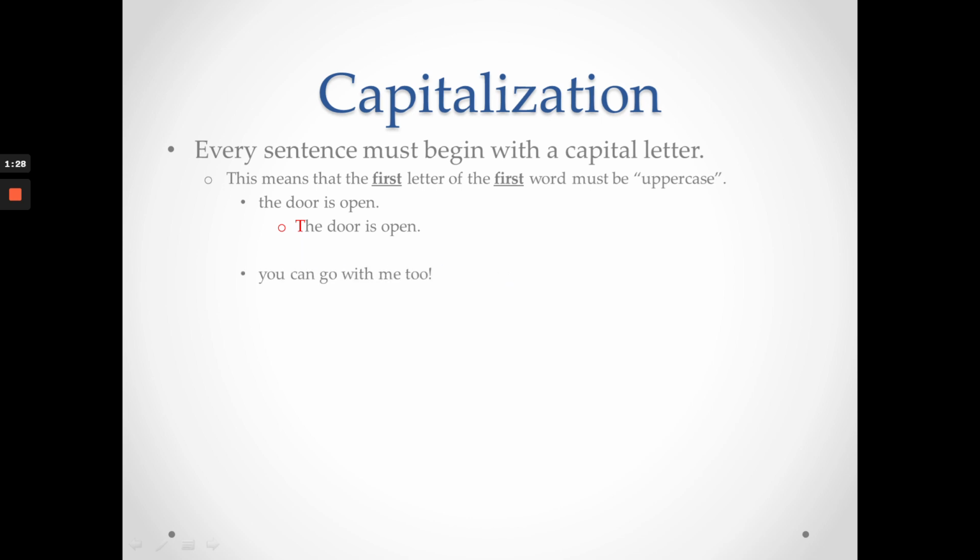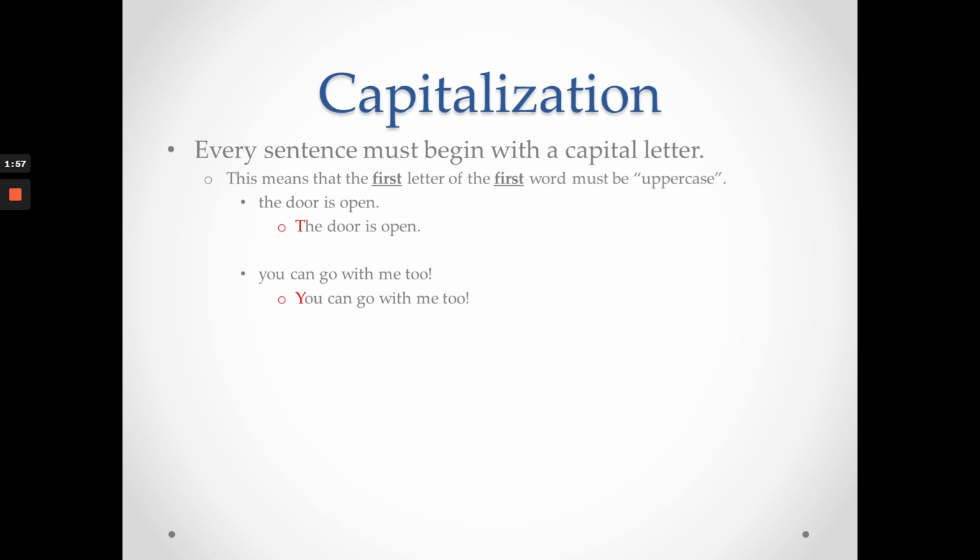Let's look at another example. This sentence says, you can go with me too. What letter needs to be capital first? Well, I'm going to go all the way to the left, and I see that the word you is here, and the letter Y is the first letter that needs to be capitalized, so that is the letter that needs to be capital because it is first.